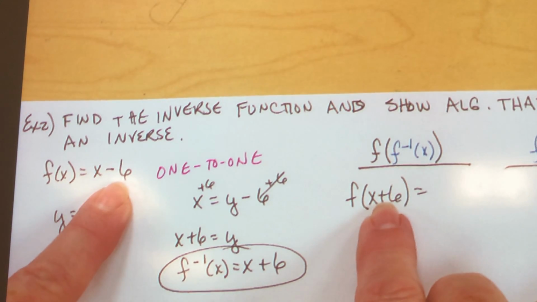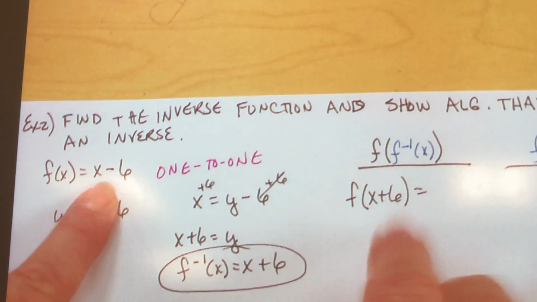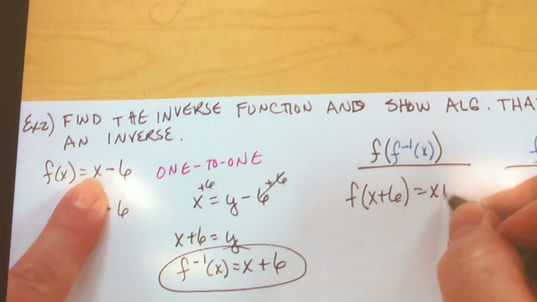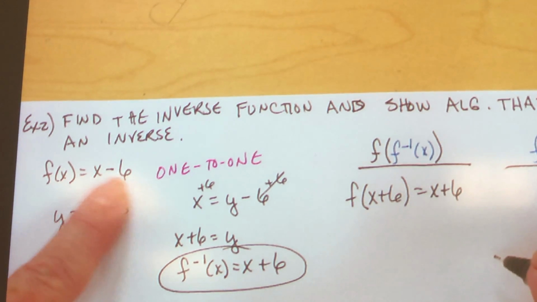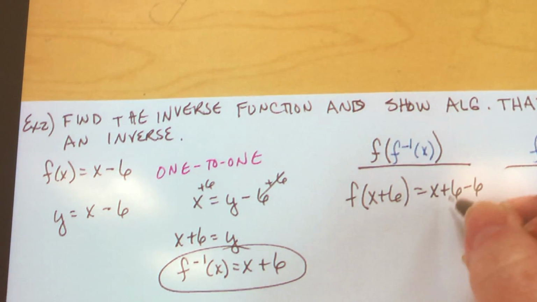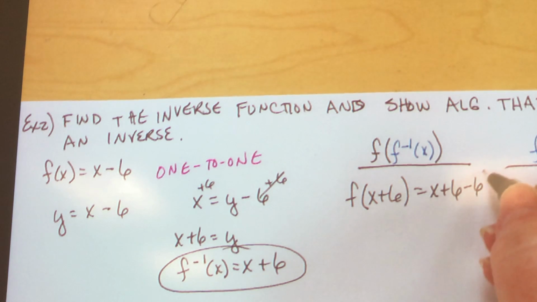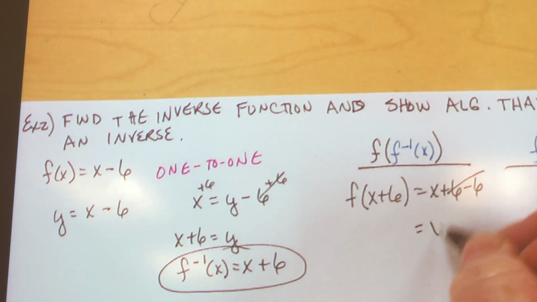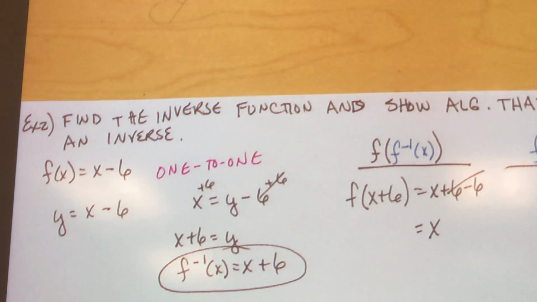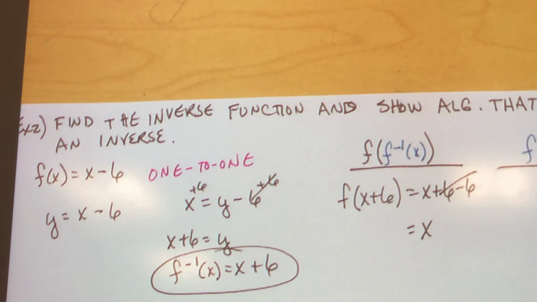So over here on this side, everywhere there's an x, where are we going to plug in? X plus 6. So there's an x plus 6. And then what? Minus 6. What happens to positive 6 and negative 6? And what am I left with? Inverse functions will do and undo each other, okay? That's what happens with them. That's why you end up with an x, because everything one does, the other one undoes.